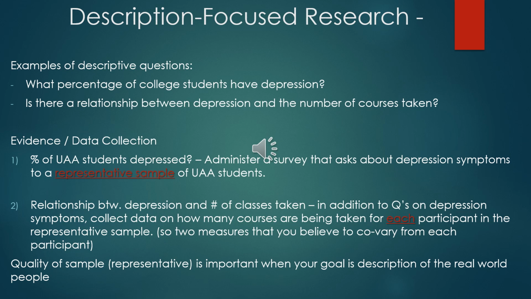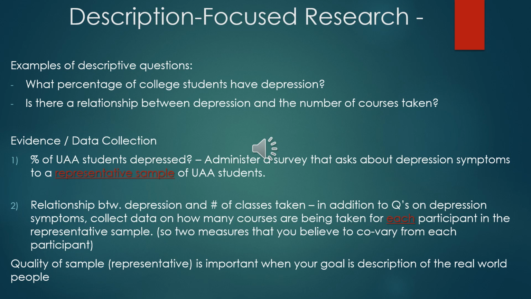So in the previous slide, we talked about the difference between explanation and description, and we also talked about the importance of the purpose. Whether your purpose of the research is description or explanation, you need different kinds of evidence. Here we focus on description-focused research. The goal is to describe the population that you are interested in. For example, you may be interested in the percentage of UAA college students who have depression. In this case, the population is UAA students.